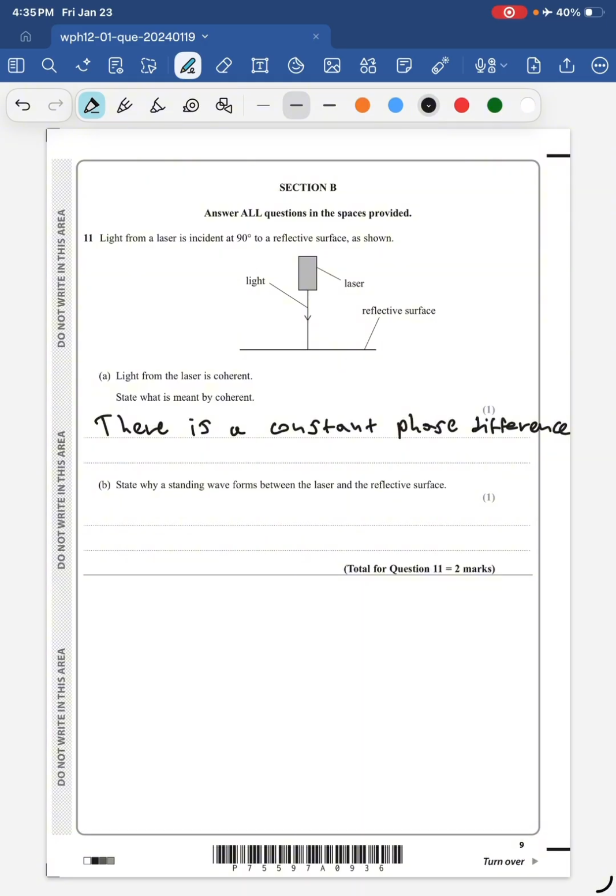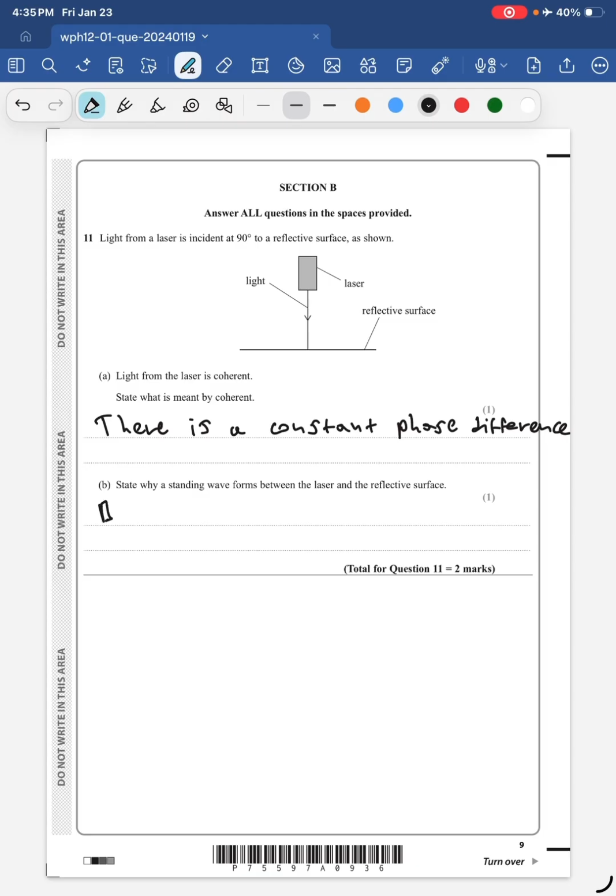B. State why a standing waveform, that's a typo there actually, okay, between the laser and the reflective. Sorry, it's not a typo. I'm sorry, I am reading it wrong. So B, state why a standing wave forms between the laser and the reflective surface. So this is interference, guys, right?